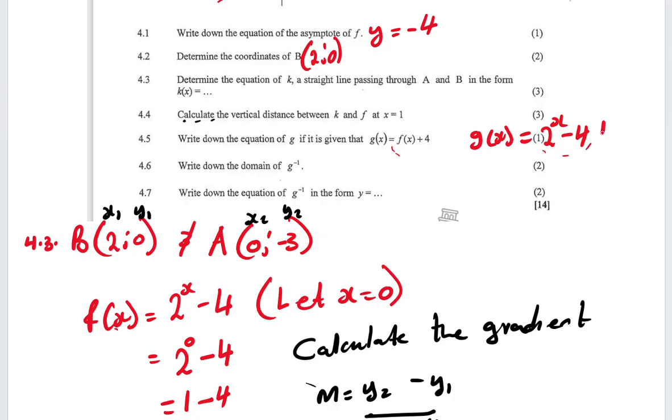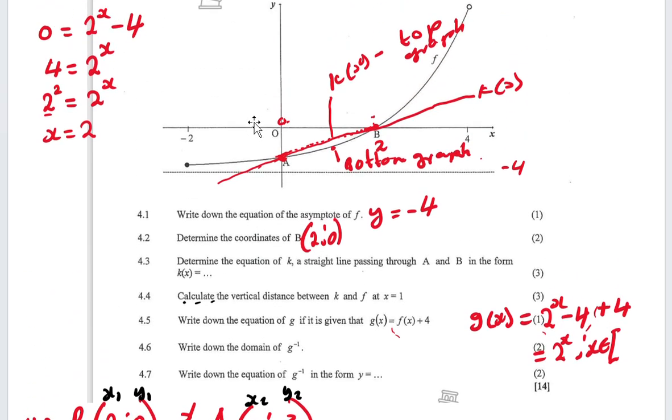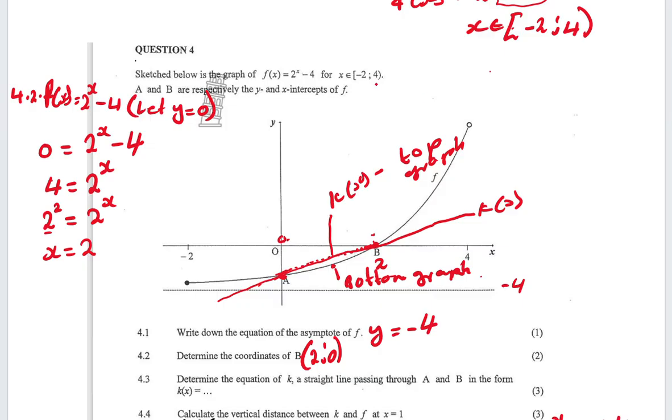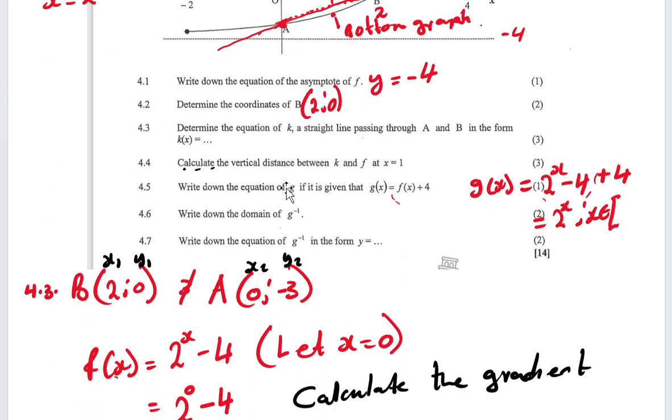And then they say plus 4. This plus 4 is this one here. We're not calculating anything, we just copy and paste. And then here we're going to have 2 to the power x minus 4 plus 4. It gives us 0. And then you come and write your restrictions. You copy your restrictions as they are at the top. Do you get me? We say minus 2 and 4. We just copy it as it is.